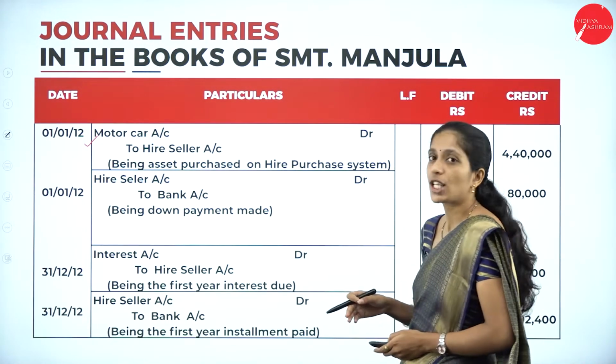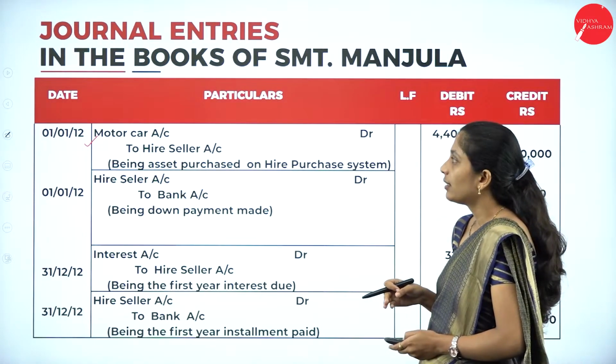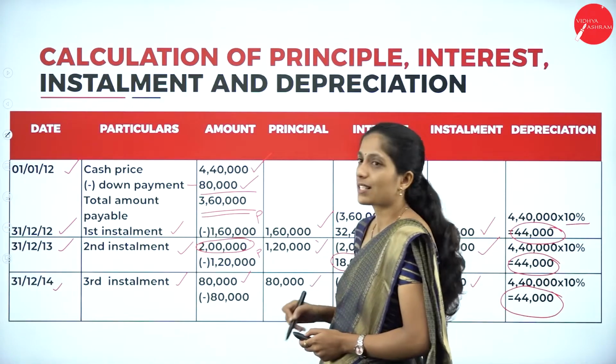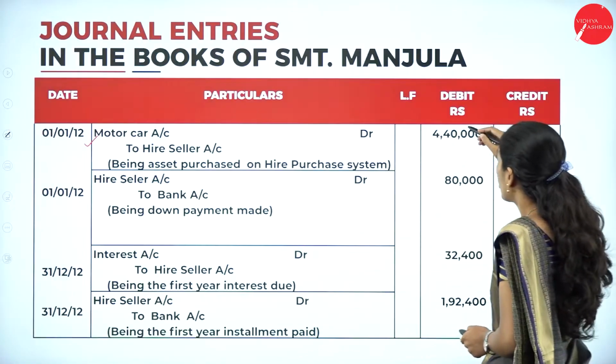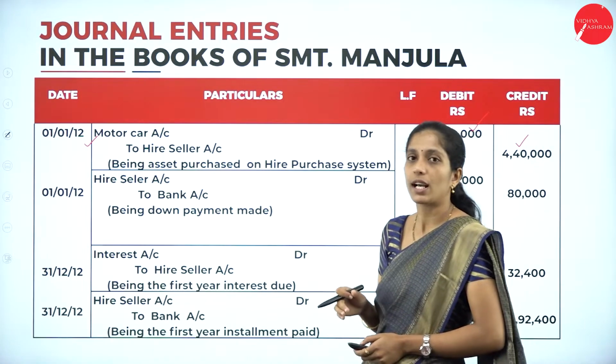Now what is the amount, or what is the actual price of the motor car? That is the cash price, 4,40,000. Record that 4,40,000. So first entry is for purchasing of motor car.